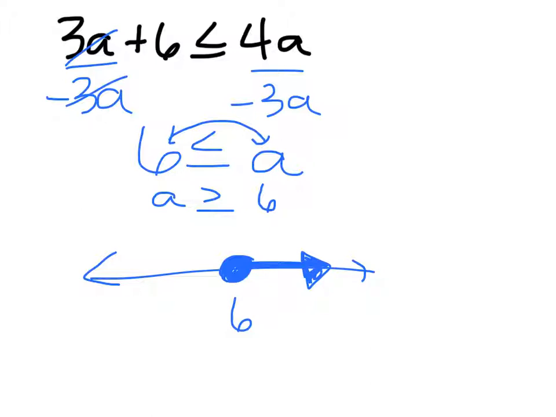Now, it's not required of you that you change this symbol and change it to read it like this, but it is easier to graph if your variable is on the left side. So you don't have to, but it will probably be helpful to graph it when your variable is on the left side.